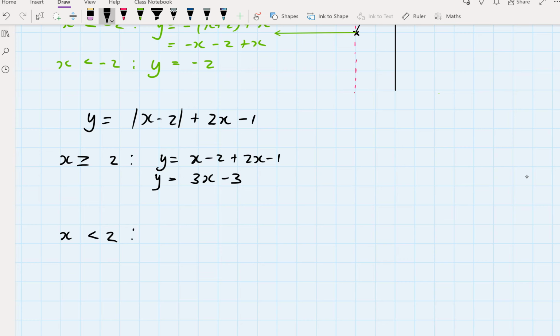When x is less than 2, in other words, a number like 1, then my modulus bracket is going to be a negative quantity, so I need to multiply it by a negative. So I'm going to get this situation. And if I expand the brackets there, I'm going to get minus x plus 2 plus 2x minus 1. Tidy all of that up, 2x minus x is going to give me positive x. Plus 2 minus 1 is going to be positive 1. So when x is less than 2, I'm going to get a different graph. I'm going to get the graph y is equal to x plus 1.